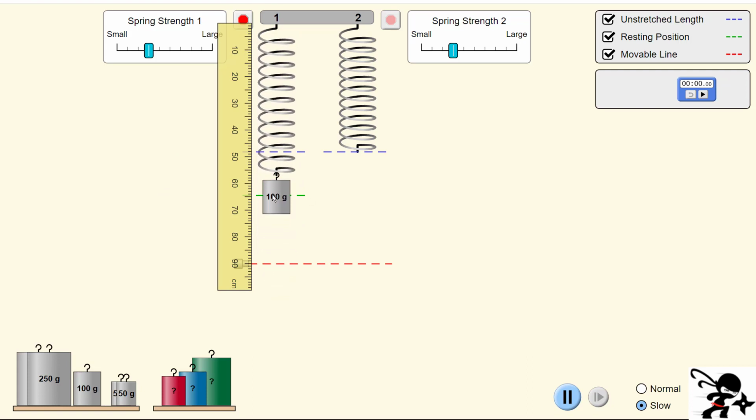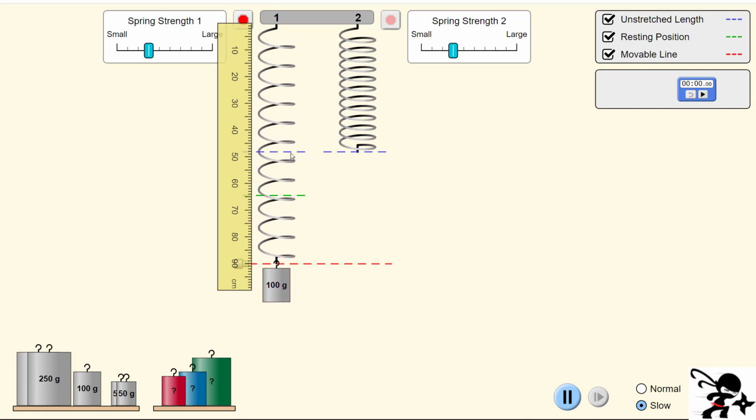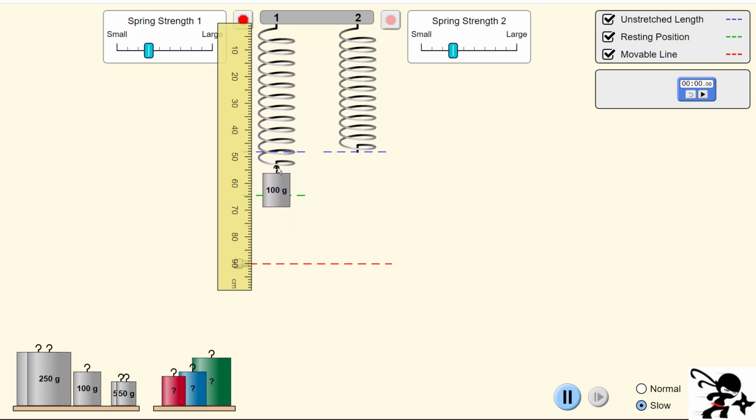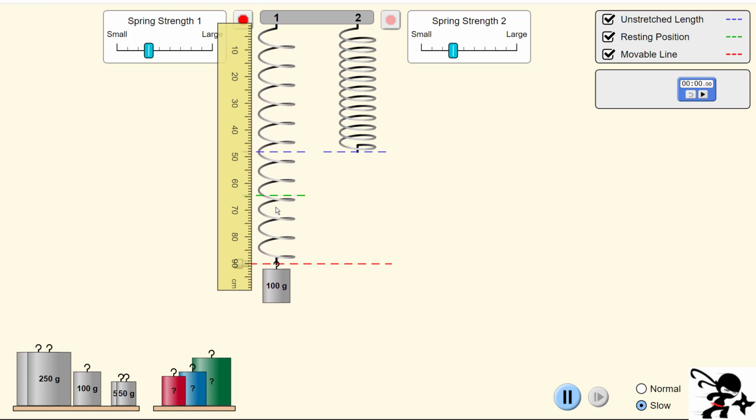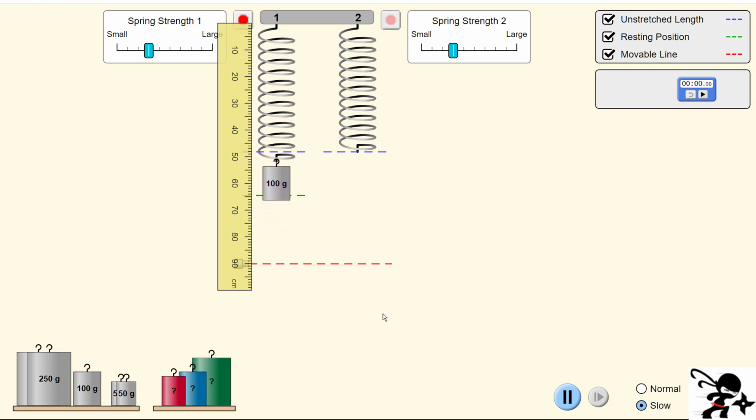One thing we notice is that it goes through this equilibrium position, but it goes higher than this originally unstretched spring, right? Look at where that dot goes. It goes all the way up there. So what I want to do is figure out these different positions, okay?